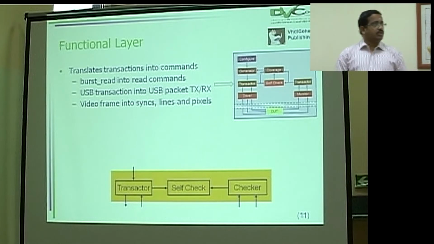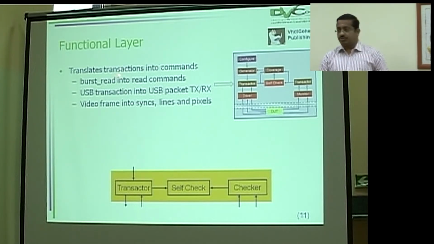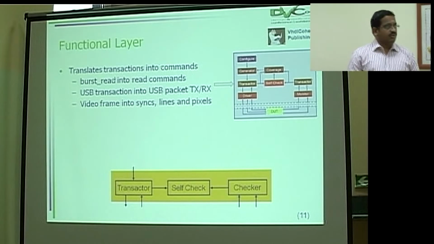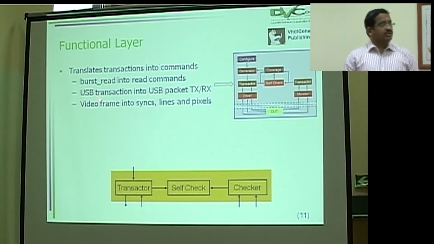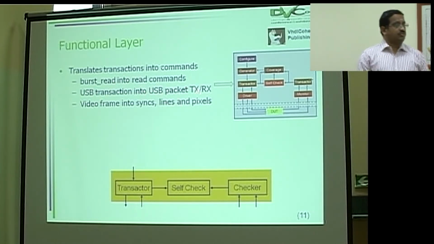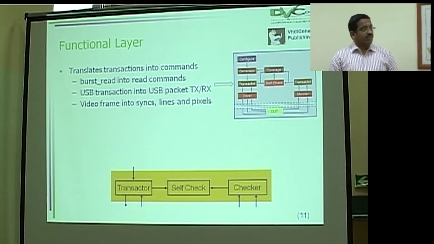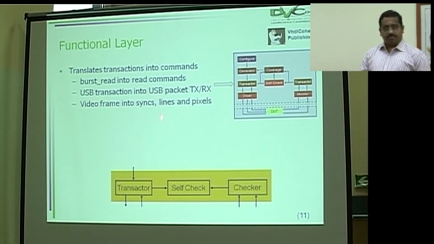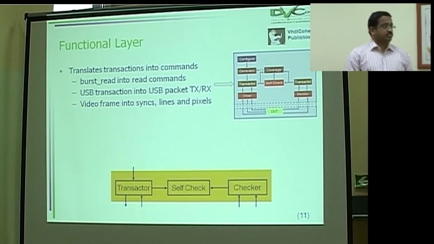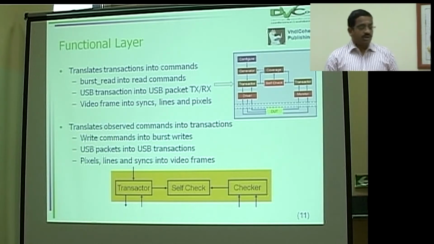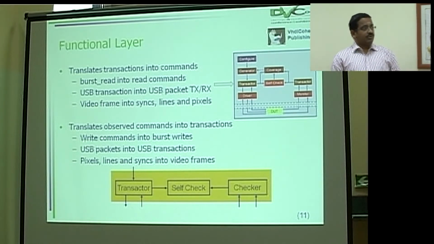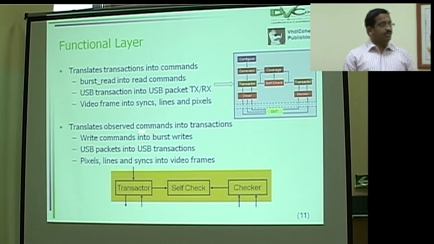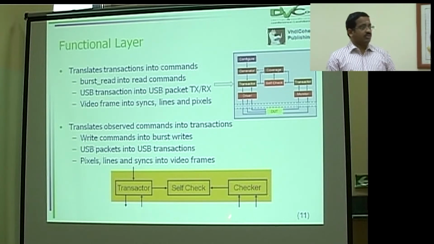Now, the functional layer translates transactions into atomic commands or atomic transactions. For instance, you could translate a bus read into multiple read commands. You could take USB transactions into small packets, TX and RX. You could take a video frame into syncs, lines, and pixels, and so on and so forth. For smaller designs, this may not be visible, but in larger designs it is. It translates on the other side observed commands into transactions, write commands into write bus. If you look at this side, that's how it is.